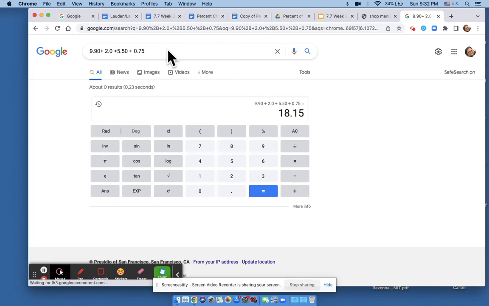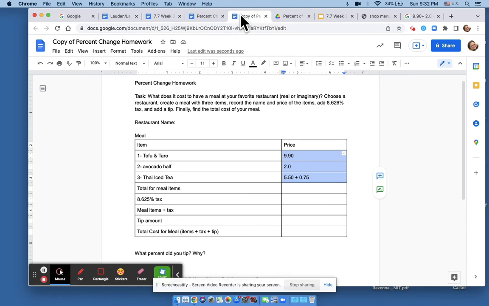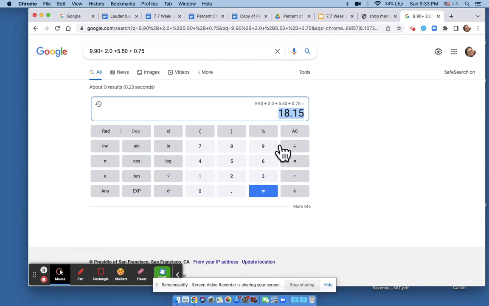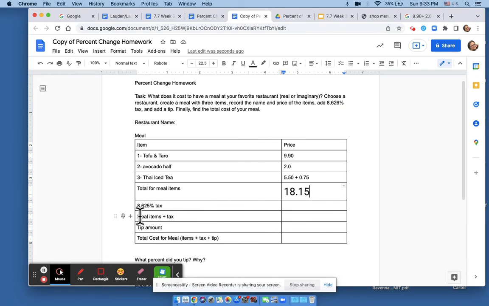This just, if you paste it into Google, it just gives you a calculator like that. So $18.15. I'm just going to copy that, put that here. Okay, so now I need to know 8.625% of 18.15. So I know in order to find a percent, I'm just going to multiply it by 8.625 over 100, or move my decimal point twice and get 0.08625.